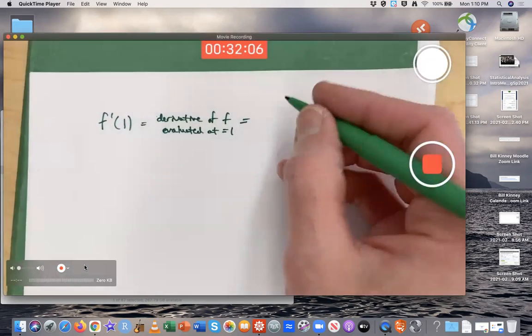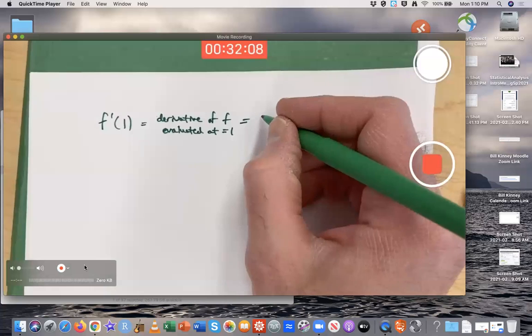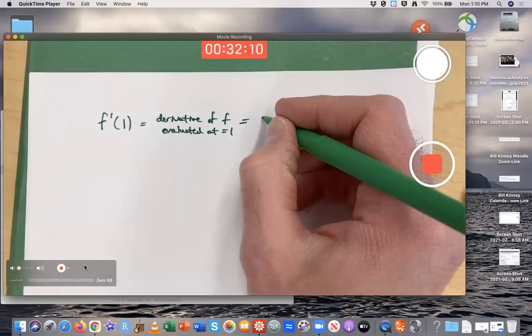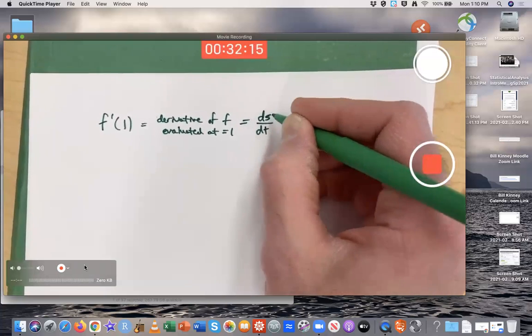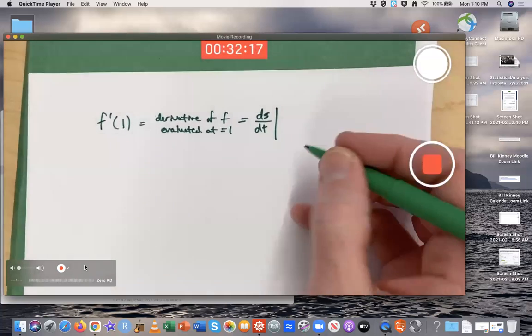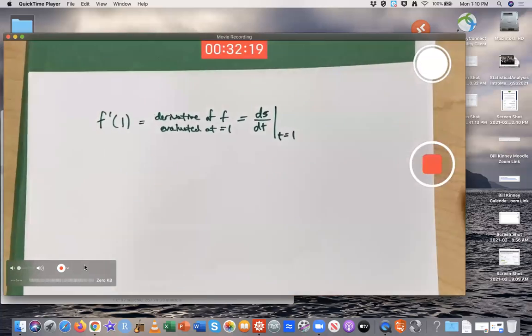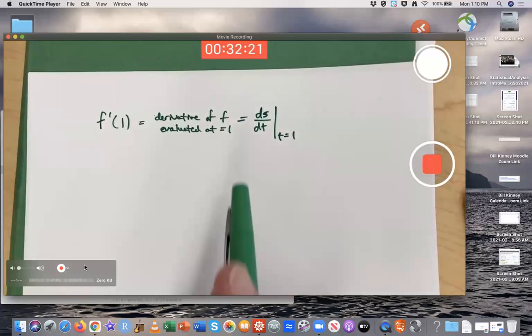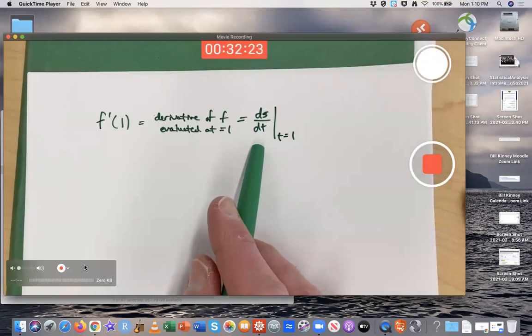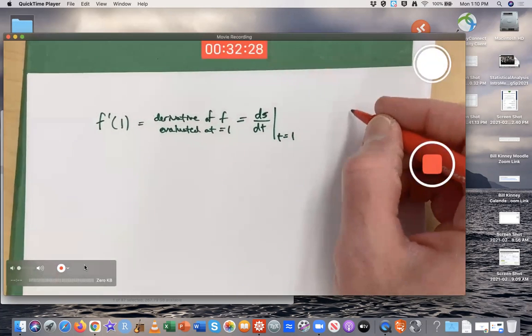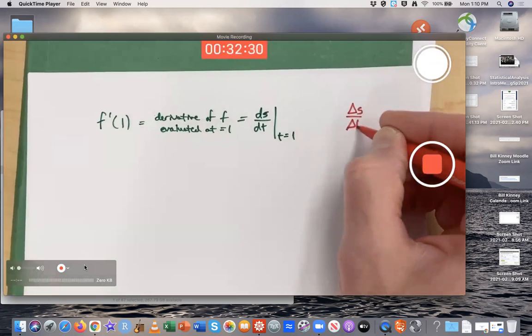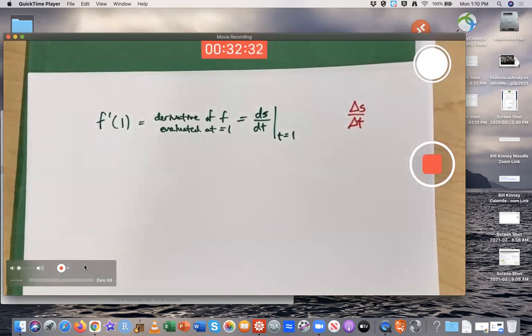That's not the only notation for this. Since the dependent variable is s and the independent variable is t, you can emphasize it's a rate of change by writing ds dt, vertical line, evaluated at t equals 1. This ds dt kind of looks similar to delta s over delta t, doesn't it? Delta is the Greek version of d. It's described as delta, which starts with d. That's great.